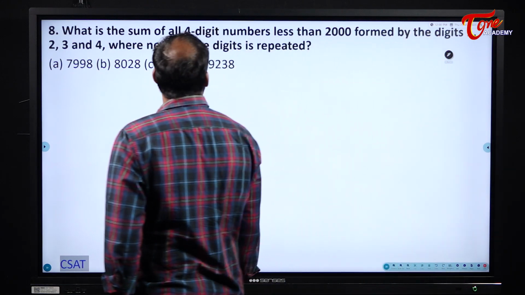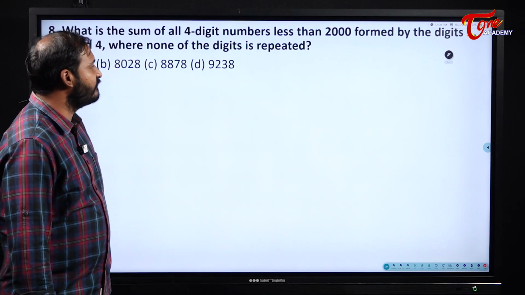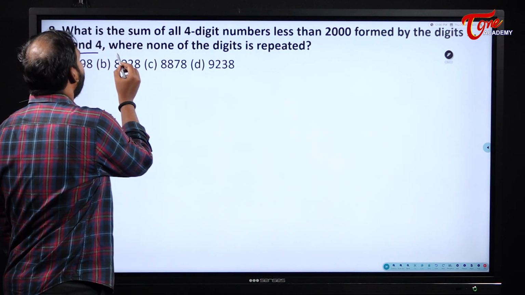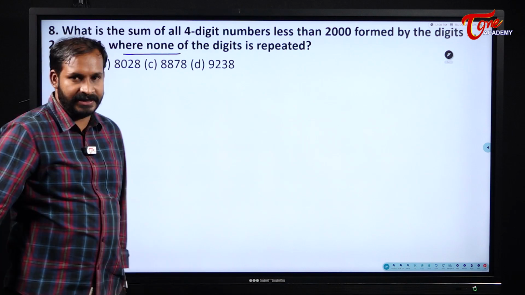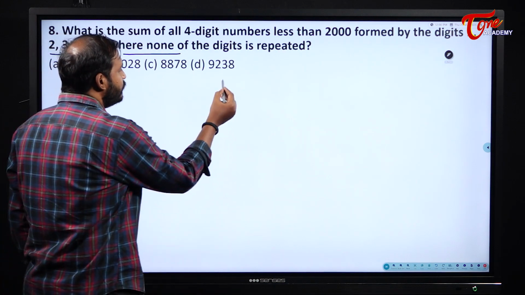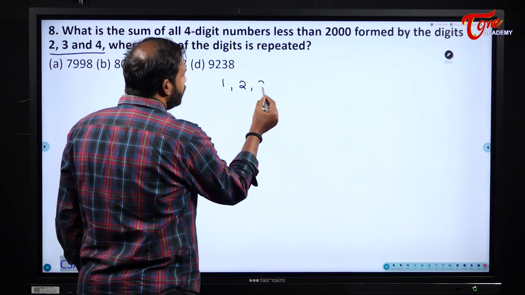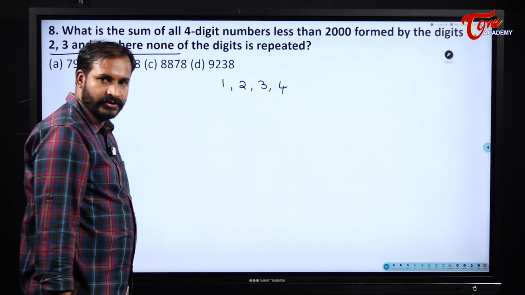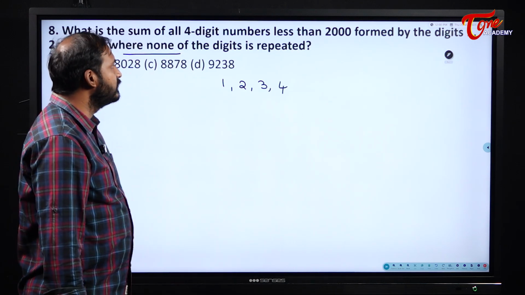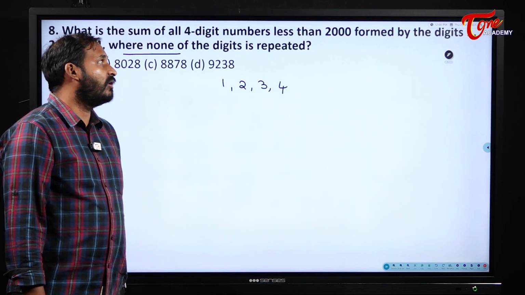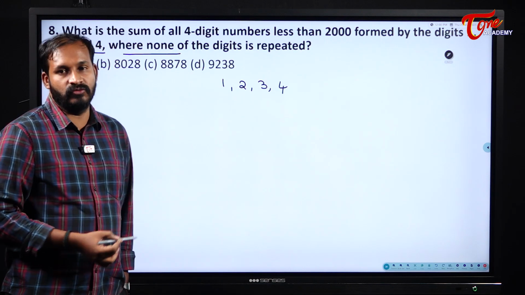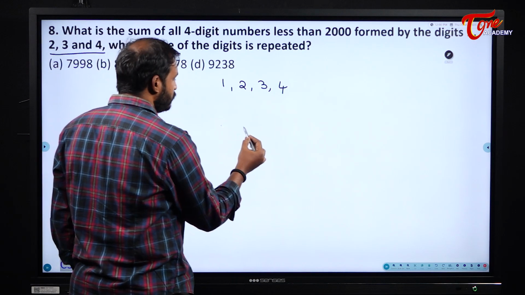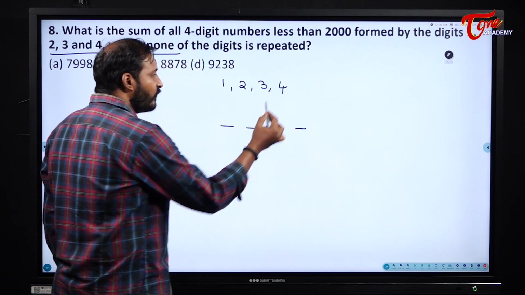Next one. What is the sum of all 4-digit numbers less than 2000 formed by the digits 1, 2, 3, 4 where none of the digits is repeated? What are the digits I need to use? 1, 2, 3 and 4. These are the 4 digits I need to use here. Now I need to write all the 4-digit numbers less than 2000 using these 4 digits only.